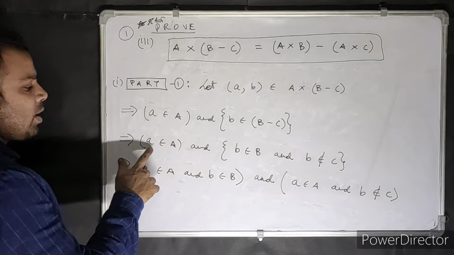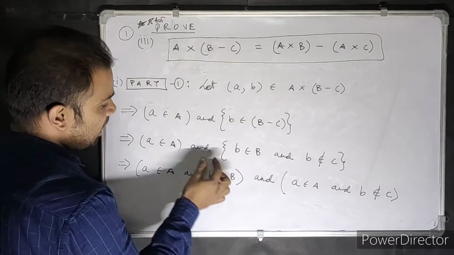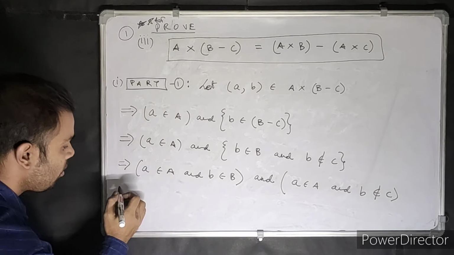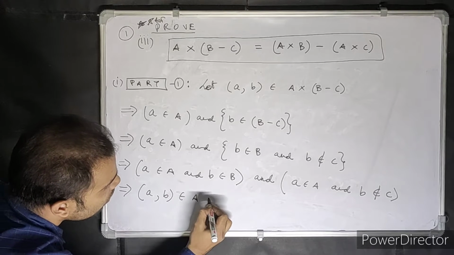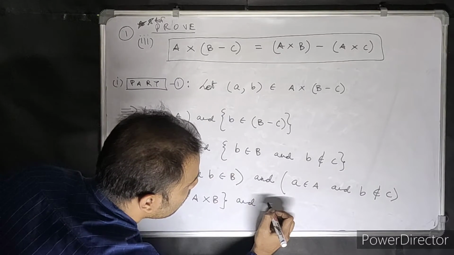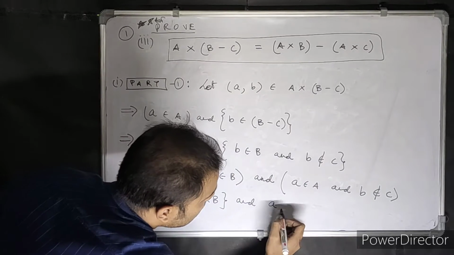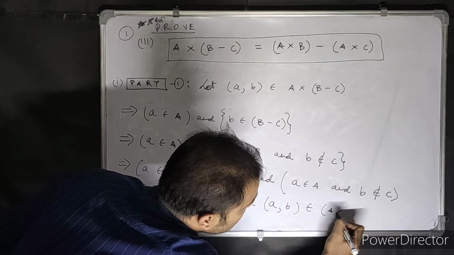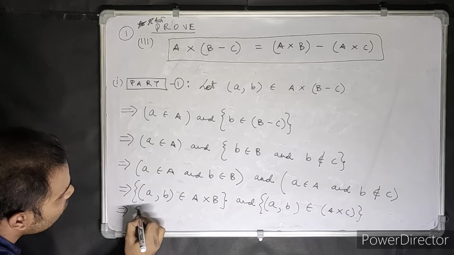Look over here. From here what have I done? I have taken a belongs to A and b belongs to B, then this and is written here: a belongs to A and b does not belong to C. From here, simply (a, b) belongs to A cross B, and looking at the RHS, you have to keep looking at the RHS, (a, b) belongs to A cross C, put inside curly bracket. One more step of the proving.